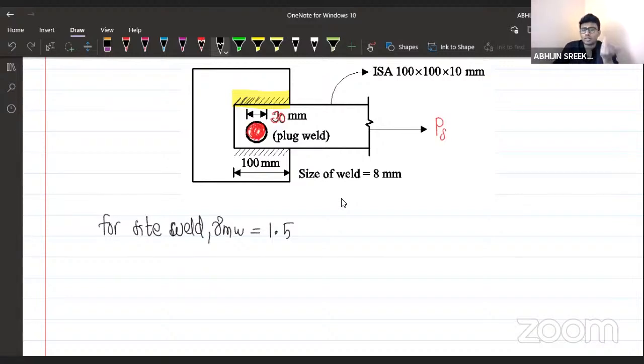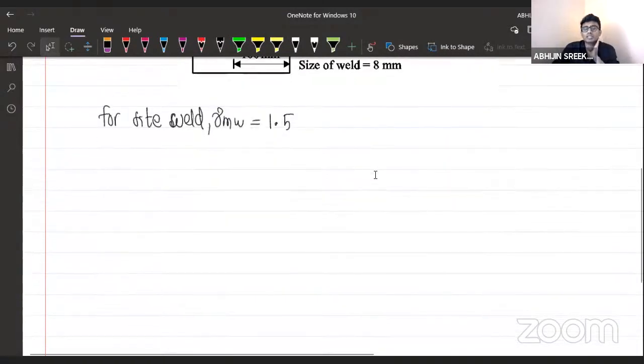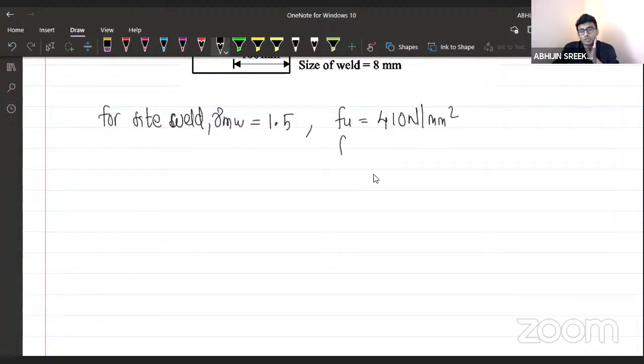Right. So we don't require it here, because the welding here is done on the site itself. So this is one detail given in the question. Similarly, I may require the value of FU. For FU 450 grade steel, it will be equal to 410 Newton per mm square, right? And FU weld, I'm also taking as 410 Newton per mm square. You can assume it like this for this question.